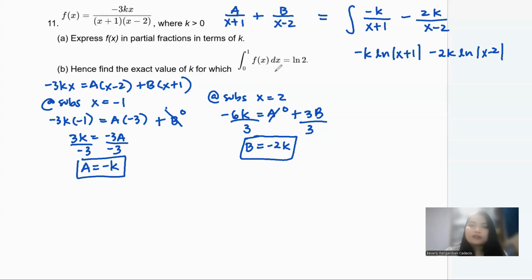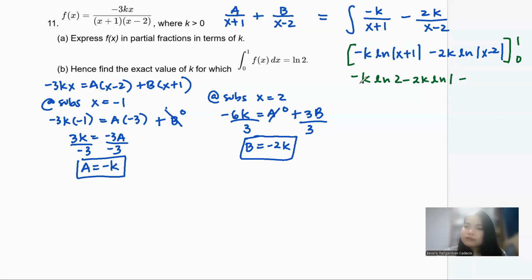Okay, now I'm going to substitute my limits. It will become 1 and 0 here. So negative k, we're going to do that. The 1 and 0, you're just going to put that in your x, not in your k. Negative k ln 1 plus 1, so 2. And then you're going to have 2k ln 1 minus 2 will be negative 1, so it's just positive 1 because there is an absolute value.